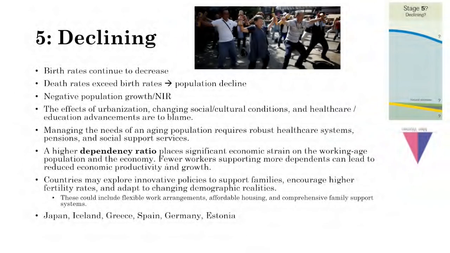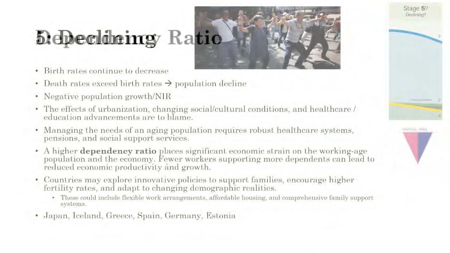Western Europe is where, not Western Europe, Eastern Europe, where Spain, Italy, Greece, those countries are located. That's where we see the greatest population decline. Now, I mentioned this term dependency ratio, and you may not know what this term means. So let's discuss it for a little bit.